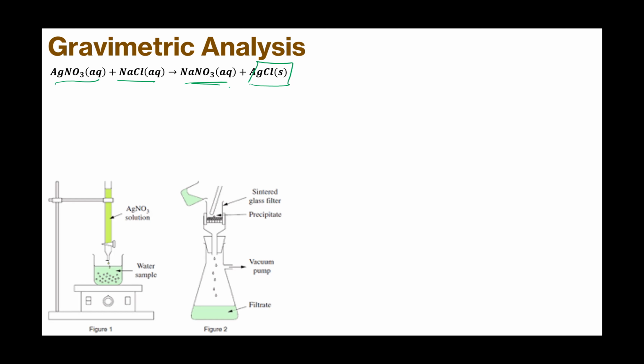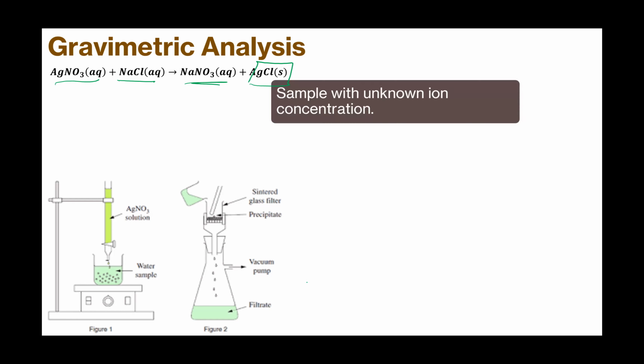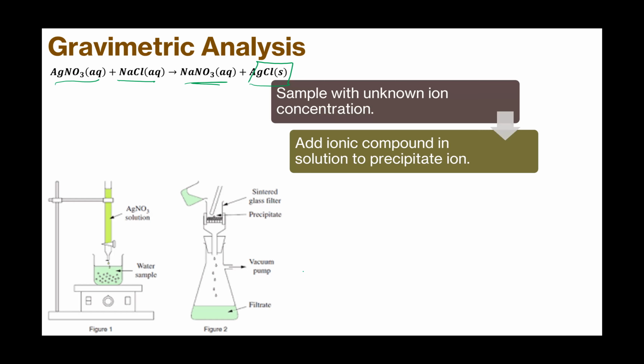Either way is okay. There are some steps we're going to follow when we do this. So you have some sort of sample. You don't know how much of a particular ion is in there. And so what we're going to do is add an ionic compound that's in solution to precipitate the ion you want out of your original sample.